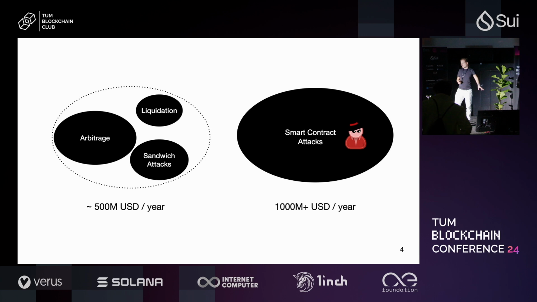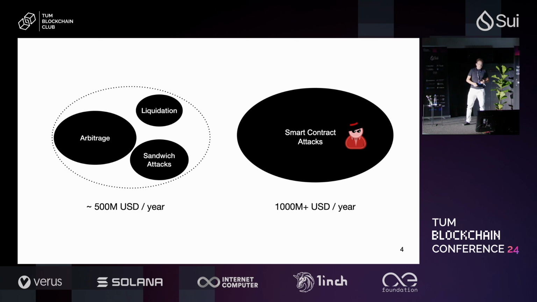We're going to see roughly $1 billion lost per year in smart contract attacks, roughly 500 million per year lost or gained, depending on which side you're on, in arbitrage, liquidations, sandwich attacks, etc. So these numbers are not small, right? We have to, as a whole community, really try to minimize this damage in order to increase the trust that blockchains are supposed to provide.